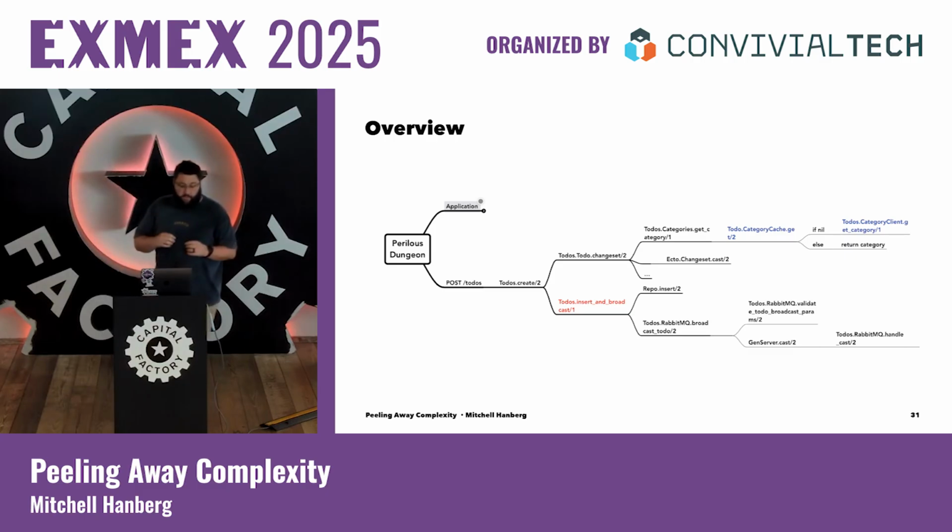So here we can see the entry point into our dungeon. We've got our controller, we call our create, we call our change set, and then up there, the blue ones are side effects, and the red is a false layer. This is mostly to show you how deep you are when you're looking at this and where the side effects are.